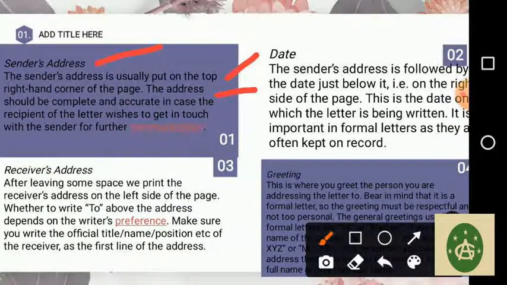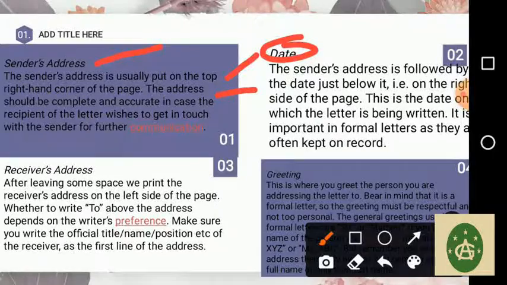Suppose I am writing a letter to you, now I will be the sender and you will be the recipient. So I am writing the letter to you and my address must be accurate and clear. If in case you want to write me back, then that address will be helpful. Okay, understood? Number 2 is date.